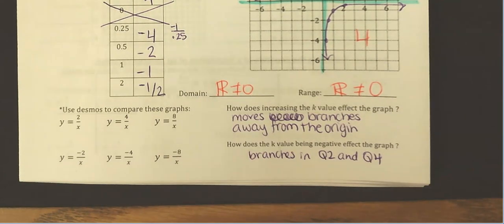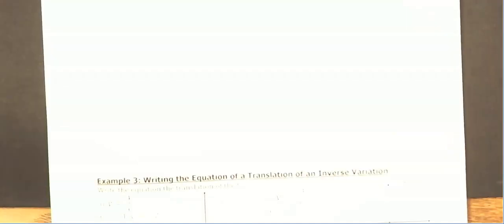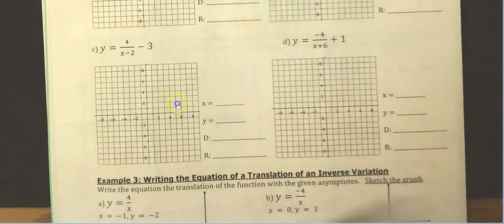Does anybody have any questions so far? Okay, now the rest of these I'm just going to have you sketch, and I'm going to look for, did you draw the correct asymptotes and are your branches in the correct quadrant?